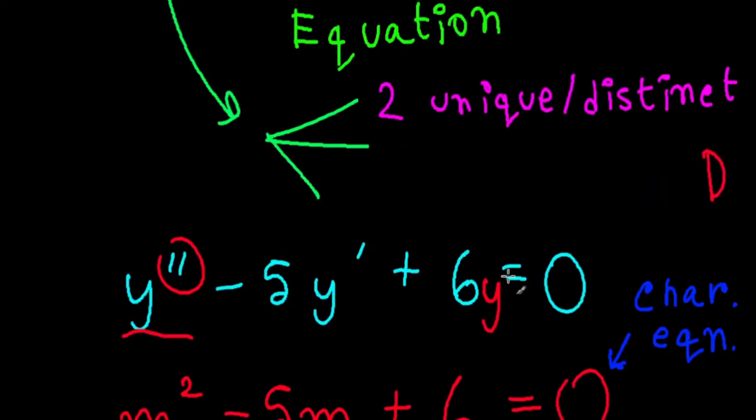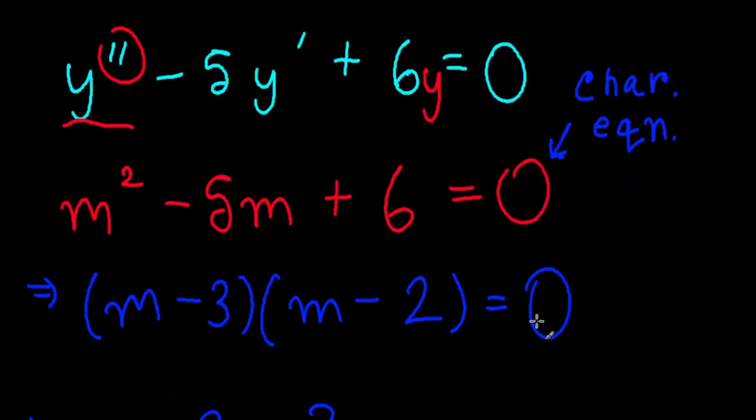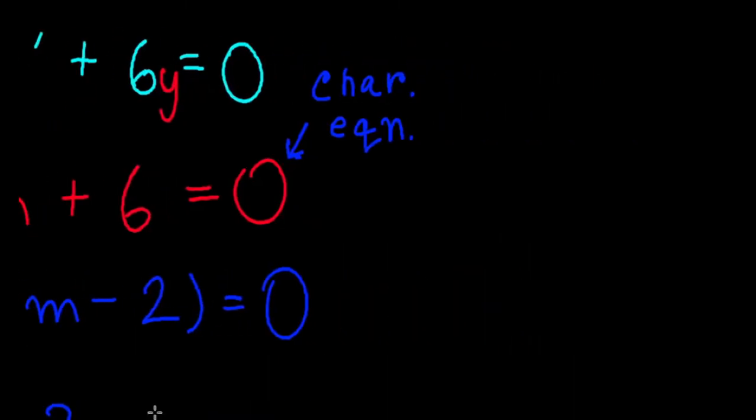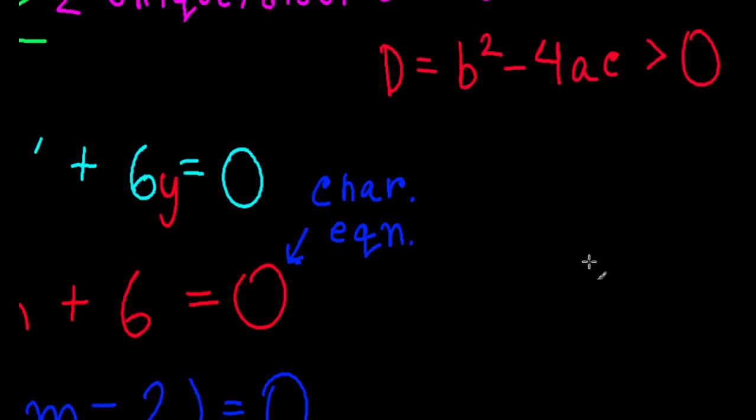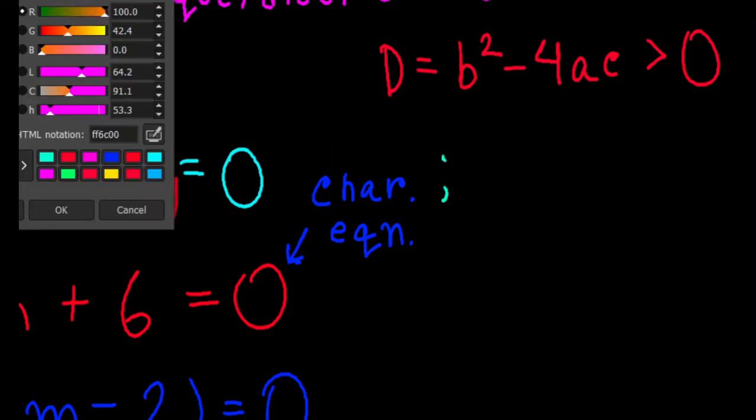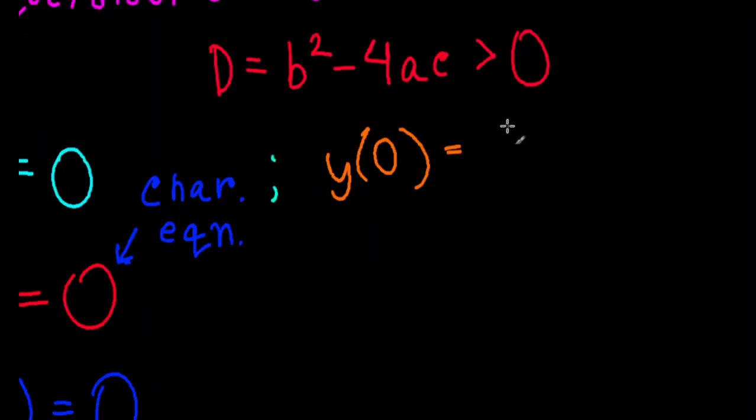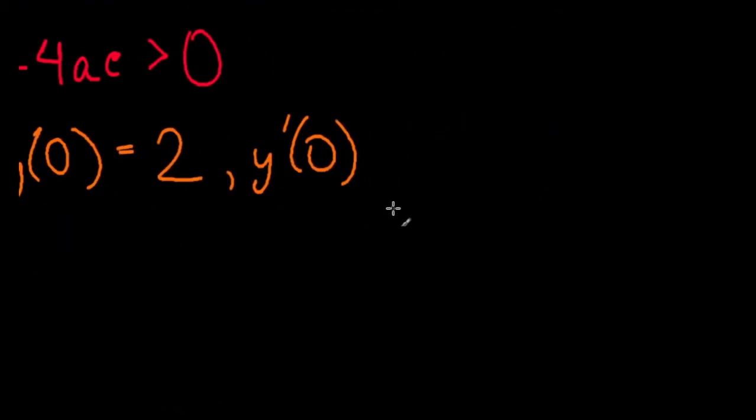First thing, with this equation, I'd like to tack on some initial conditions. As I've already told you, we need two of them. So let's say that we have this differential equation, and also the fact that when x equals 0, y is going to be 2, and also y prime of 0 is going to be 5.